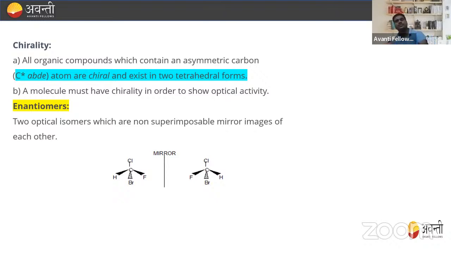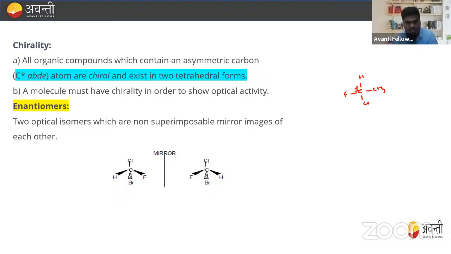So all organic compounds which contain an asymmetrical carbon. For example, if we have a C surrounded by H, CH3, Cl, and F, then it is said to be a chiral carbon. So the condition for a chiral carbon is that all organic compounds which contain an asymmetrical carbon, that is A star, ABD, are chiral and exist in two tetrahedral forms.